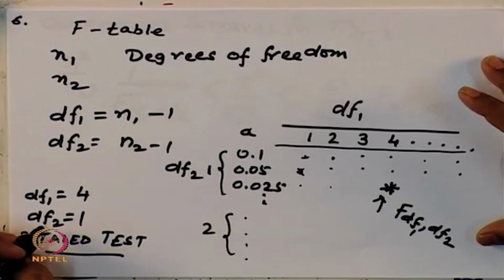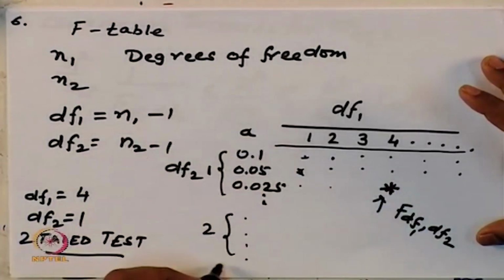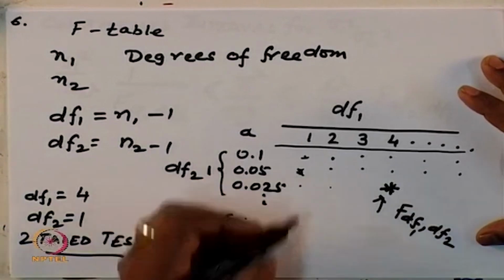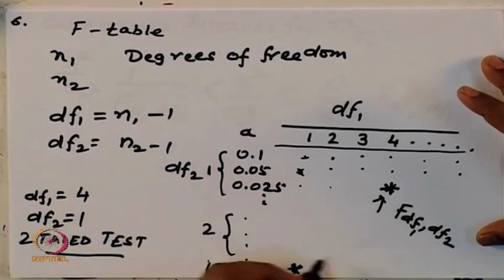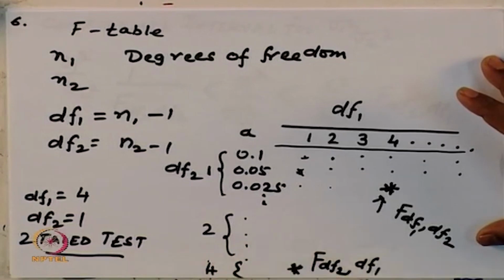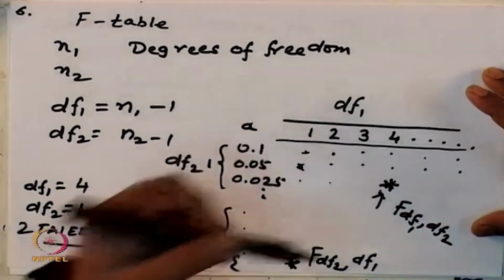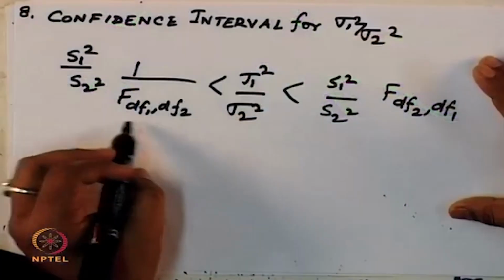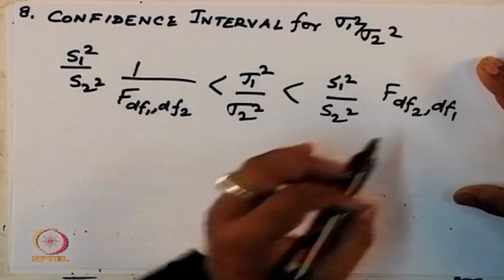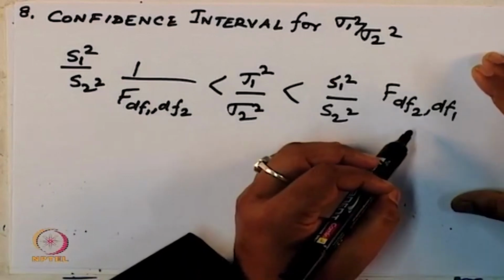In this case df2 is 1 and 1 comma. So, I can accordingly write, let us say for 4 I will have various values. So, this will be f of df2 comma df1. So, you can have two different values and the expression gives you 1 by f of df1 comma df2 or f of df2 comma df1.